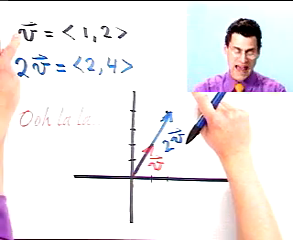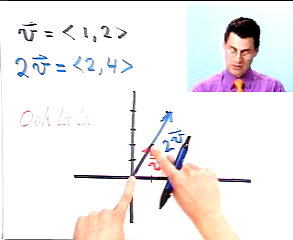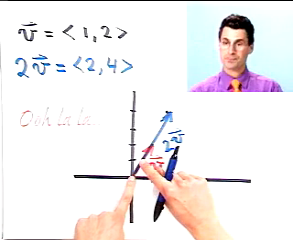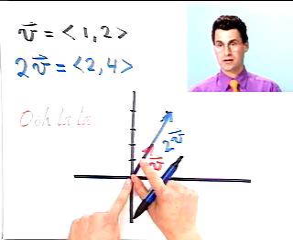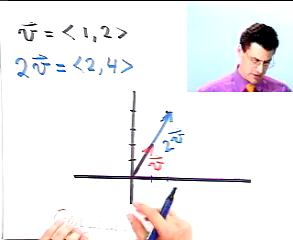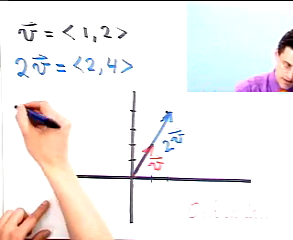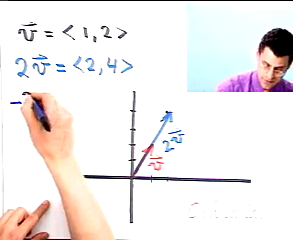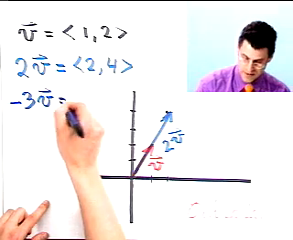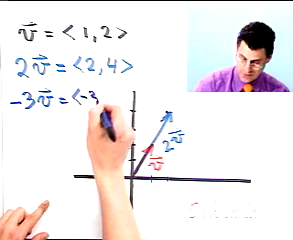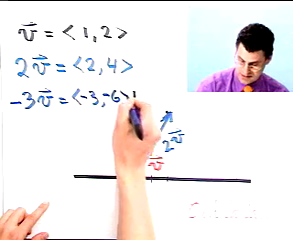But what happens if I multiply something that's sort of small? For example, what if I took half of v? What do you think would happen? It would take this vector and shrink it by half. So now it'd be a little teeny vector. What about negative? What if I were to multiply by a negative number? For example, what about negative 3v? Well, then I'd multiply through by negative 3. I'd see negative 3 comma negative 6.